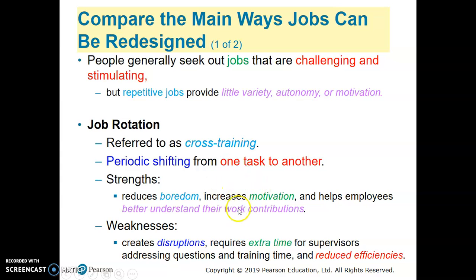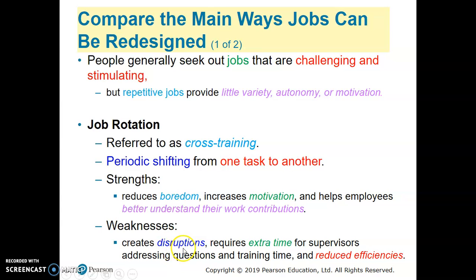In order to increase motivation, reduce boredom, and also help employees become more all-rounders, or flexible, or know everything in the organization, job rotation is considered very important. However, there are some weaknesses of job rotation.